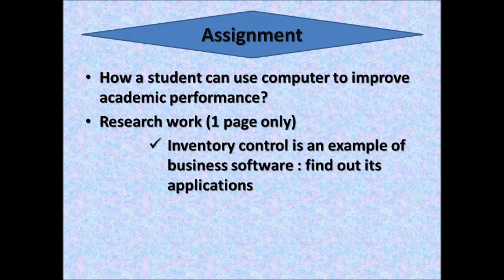After that, there is a third question: how a student can improve academic performance through the use of a computer. This is also from the exercise. And the last one is research work. Basically, inventory control is an example of business software. Find out its applications only, and this research work is only one page. Okay, so complete this assignment. If there is any confusion, do ask me. Thank you.